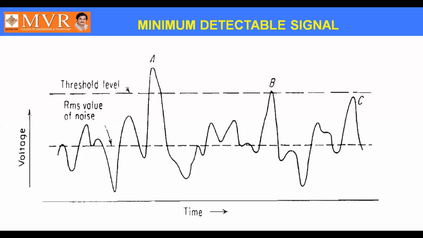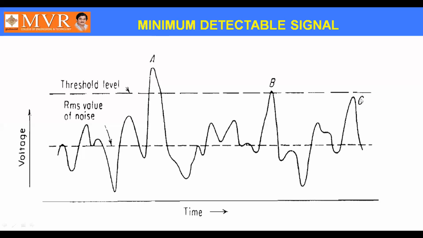Now, let us see the point A. It is well above the threshold level, so we can conclude that there is a target at A without any problem. And B is almost equal to the threshold level, so there we can say that there may be a target and there may not be a target. And now let us come to point C.